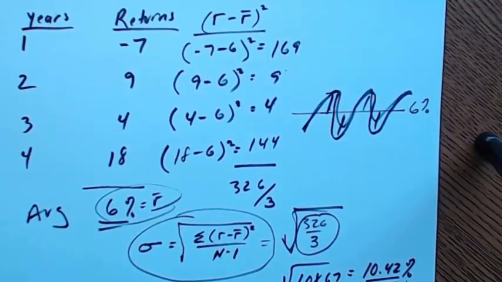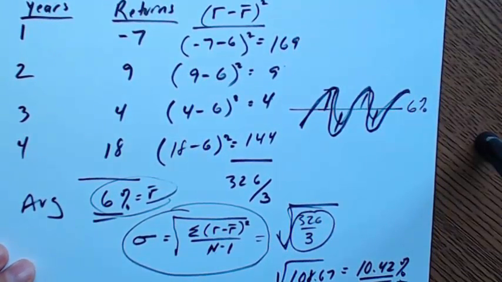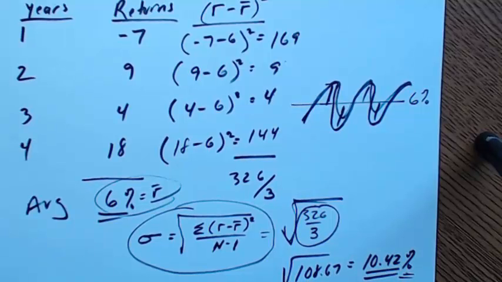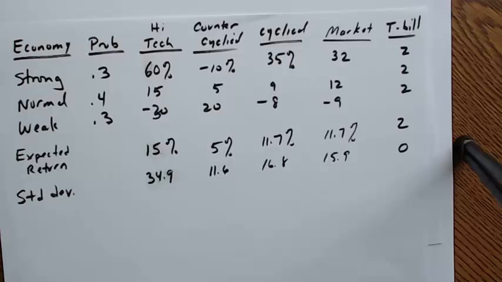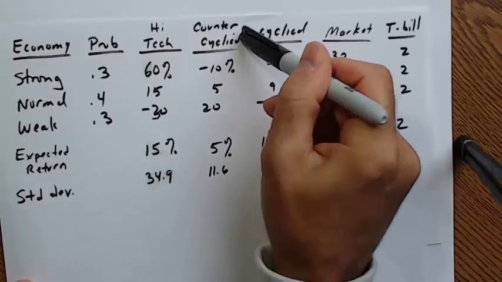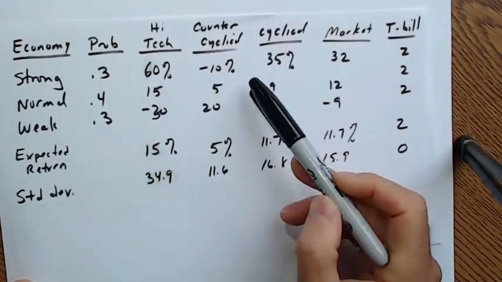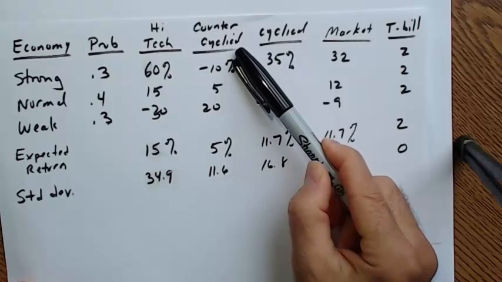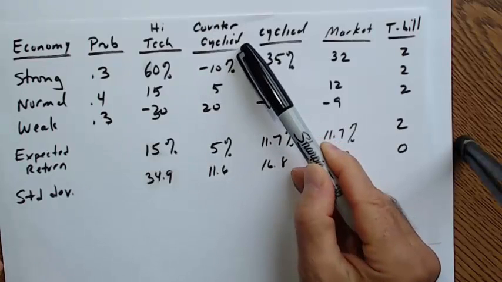In other words, take the square root, get back, and now you're back into original units, 10.42% standard deviation. So let's take a look at the type of securities that you can hold in your portfolio and the implications in terms of risk for a portfolio here. Now, here is a counter-cyclical stock. Counter-cyclical stocks, this is what portfolio managers love to get.